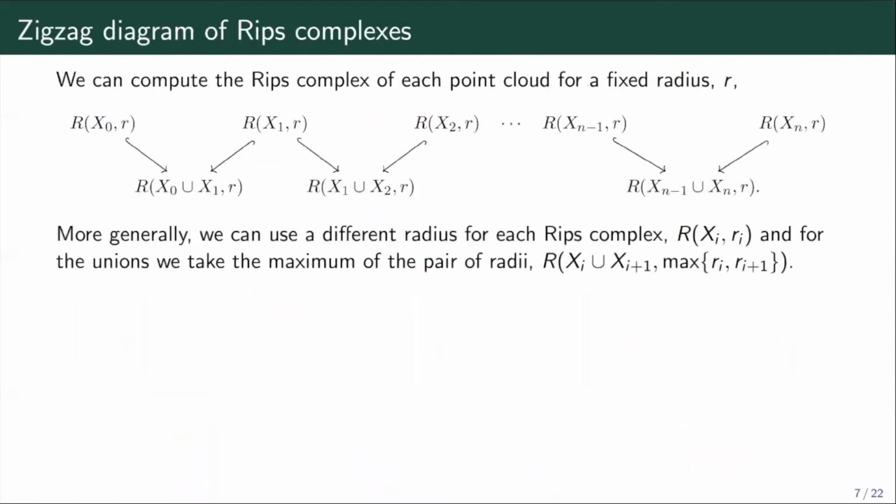So what we're going to do is apply the Rips complex for a fixed radius. Rather than having that changing radius like on my first slide, we're going to fix one value, connect everything with pairwise distance less than that value, and that's going to give us a Rips complex. In general, we could use the same radius across each Rips complex, or more generally, we could use a different one for each original point cloud, and then in the unions, we would take the maximum of the one on either side to ensure that those inclusions still hold.